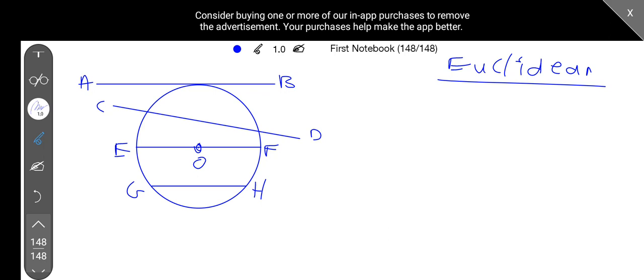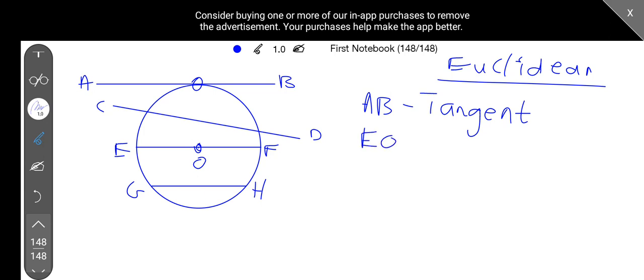Okay, so let's look at line AB. What is line AB? AB is a line that touches the circle at one point. Can you see that? Therefore, it's called a tangent. A tangent is a line that touches the circle only at one point. I won't write it, so you must note it down. A tangent is a line that touches the circle at one point. So it only cuts the circle once. That's line AB.